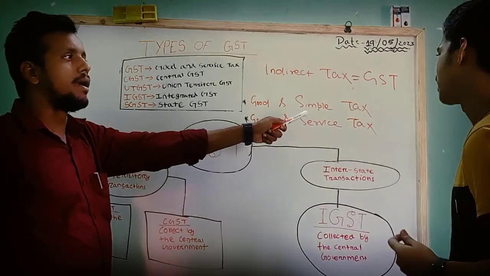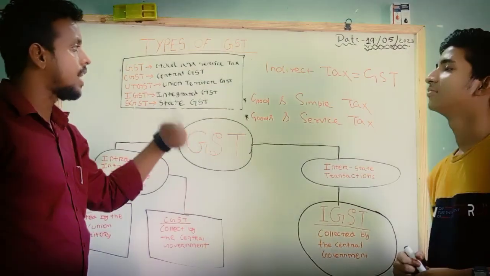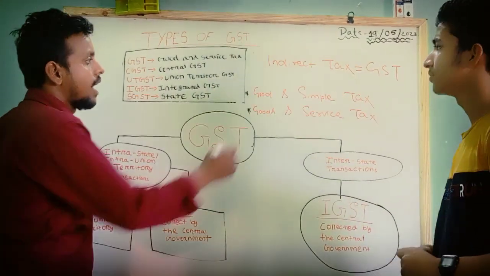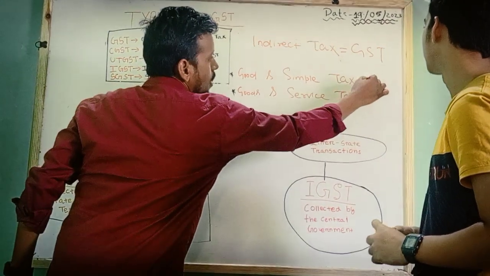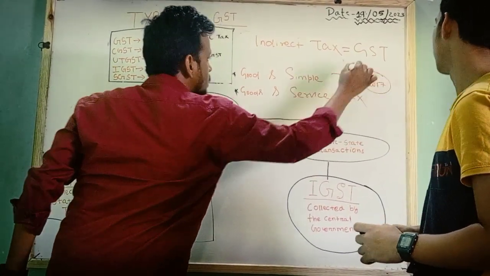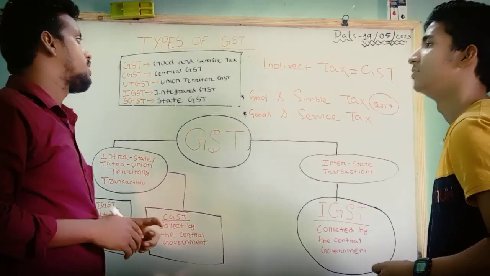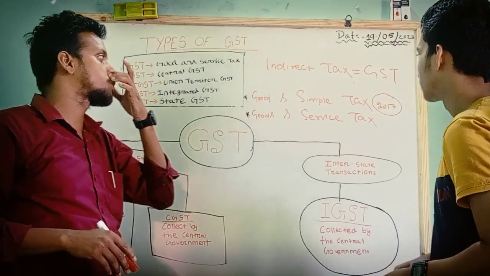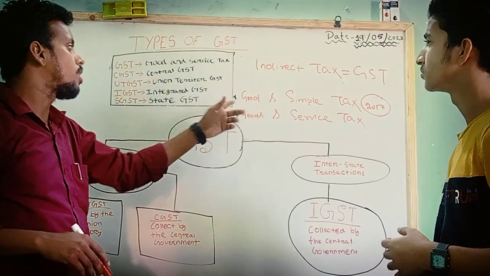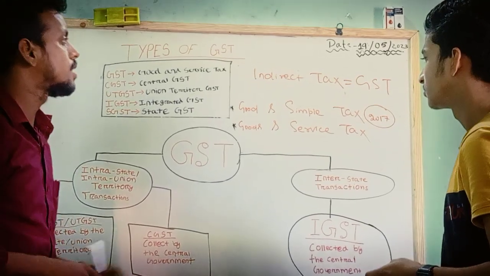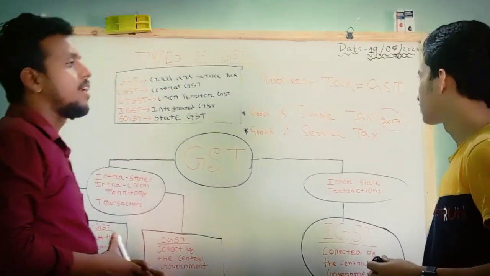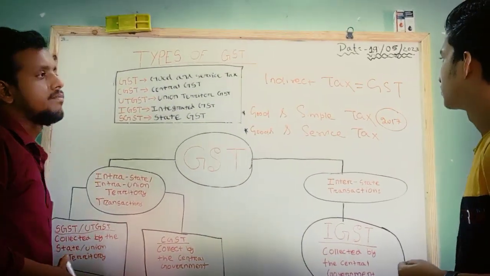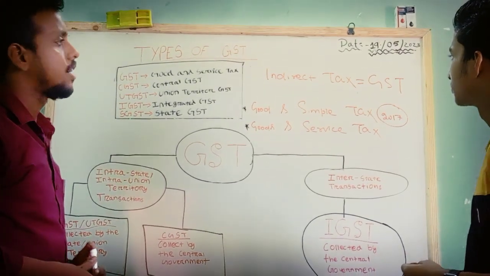After 2017, the government held a GST council in 2017. On that day, we decided that instead of Goods and Service Tax, we can use a new term, Good and Simple Tax, because it is the indirect tax system in the Indian economy, and that is the best version of the NDA government.